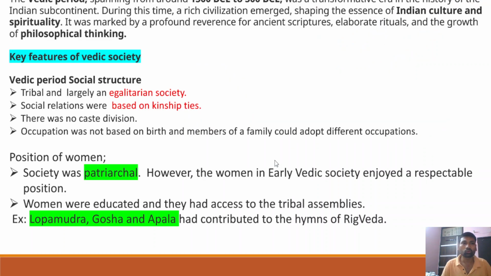So how do we structure this answer? First, you need to give a brief timeline about the Vedic period. So, what is the timeline of the Vedic period? The Vedic period spans from 1500 BCE to 500 BCE, right? This was considered a transformative era in the history of the Indian subcontinent.